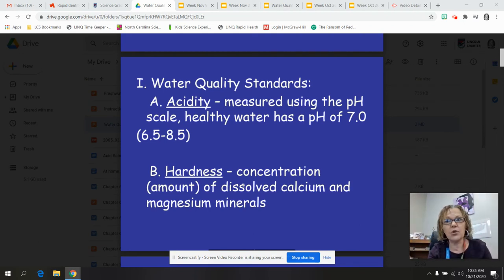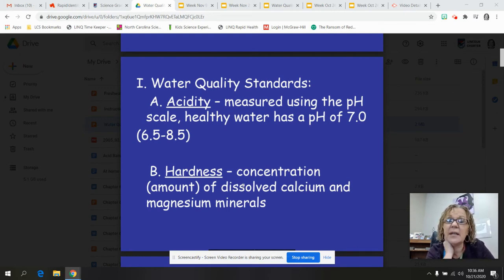Now, if it's too basic or too acidic, both can cause problems if you're swimming in that water, because a lot of times it can cause your skin to break out and maybe a rash or something, or get really flaky and dry. And nobody wants that because that's yucky. Okay, so that's one thing, the acidity.